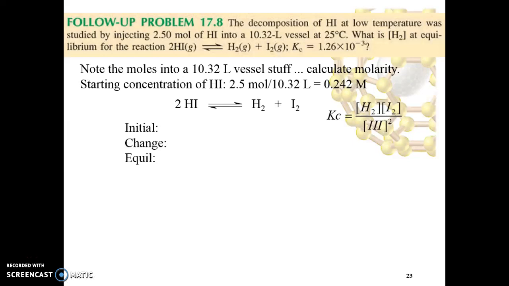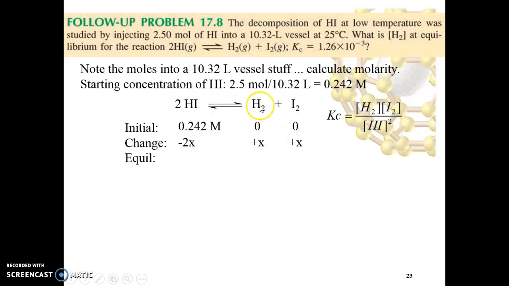Okay, let's do a couple more problems. So I'm given all this information. Note that I've got to calculate the molarity. I've got a volume and I've got a certain number of moles. So I've got to calculate the molarity. In this case, I don't know how much I have. So this is a more realistic situation.